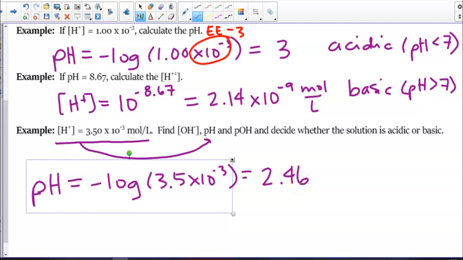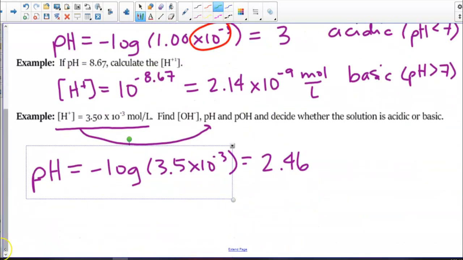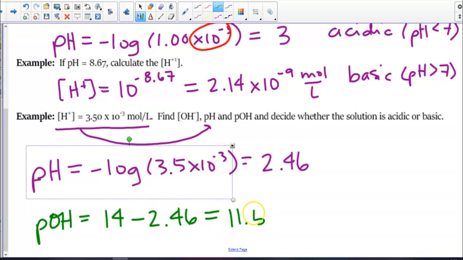Next I'm going to go from there. If I know my pH, I can use this equation in green and find the pOH. The pH and the pOH add up to 14. So the pOH is going to be 14 minus the pH, in this case 2.46. So our pOH is 11.54. Remember, these two have to add up to 14.